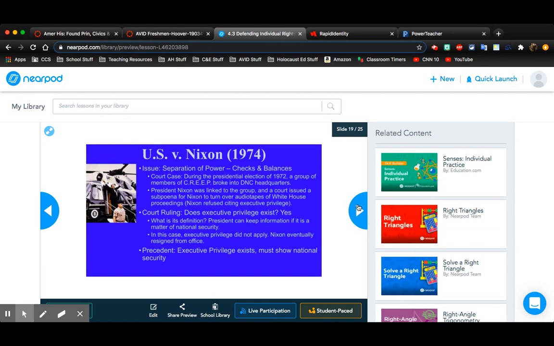Over time, it was shown that President Nixon had helped hire them, and the courts issued a subpoena for Nixon to turn over audio tapes that he had, which showed that he was guilty and he was acting in this ploy. He said he did not have to turn these over because he's the president and he didn't have to. That's executive privilege. The court said, does executive privilege exist? Yes, it does. However, in this case, the privilege does not apply because this is not a matter of national security, but it is illegal to do this. And so the precedent set is that yes, executive privilege does exist. However, you must show that it's a threat to national security, which was not the case here.